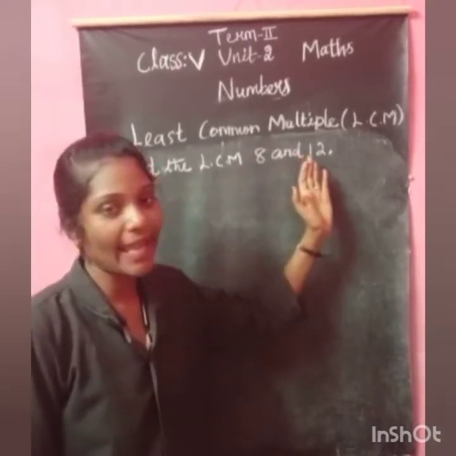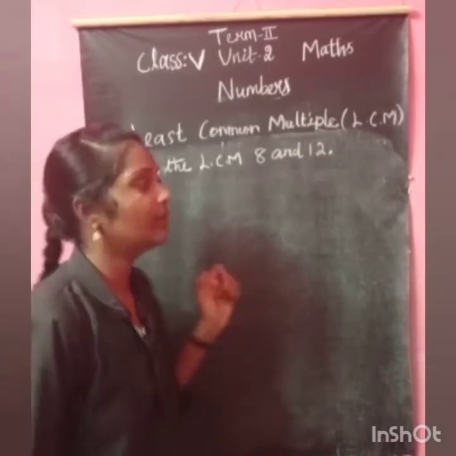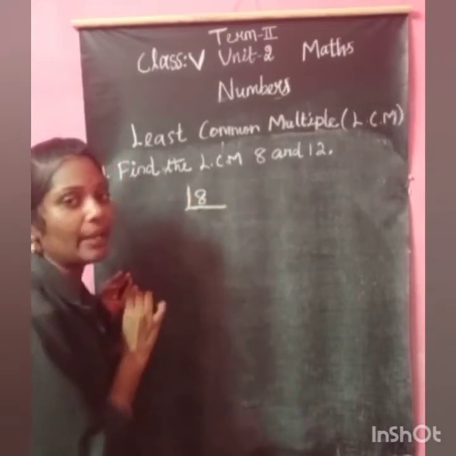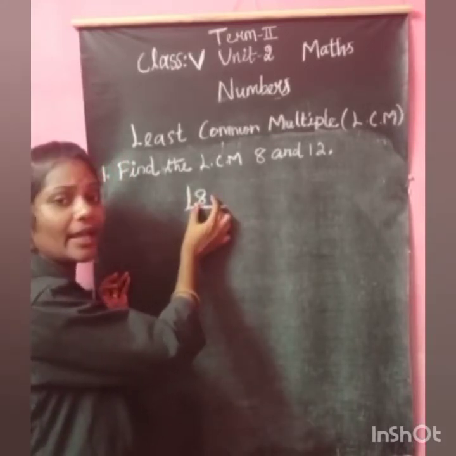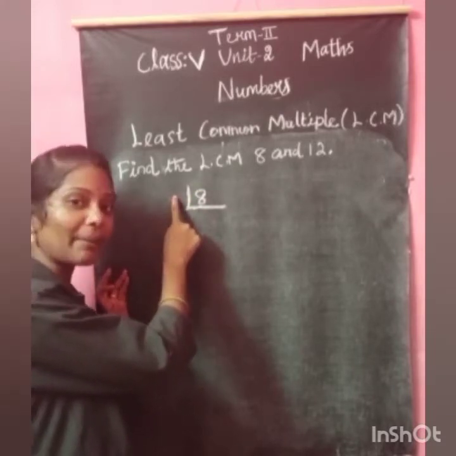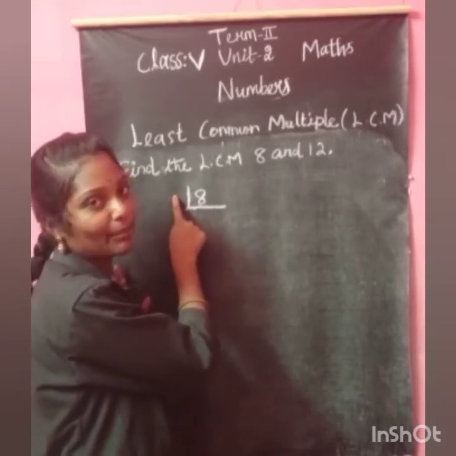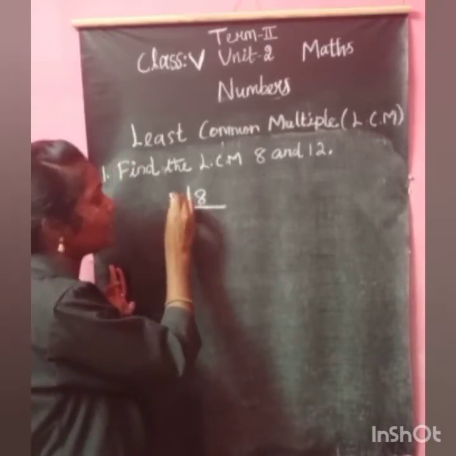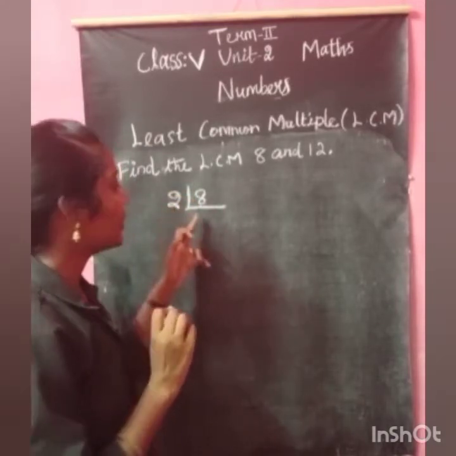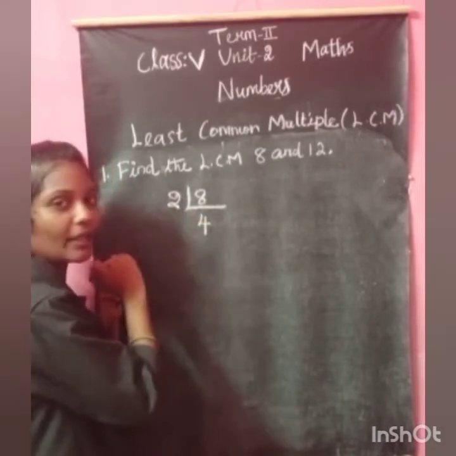Next, find the LCM of 8 and 12 using the division method. First take 8. Divide by the smallest prime number. What is the smallest prime number, children? 2 is the smallest prime number. So 8 is divisible by 2. 4 twos are 8, so 4 is the quotient.